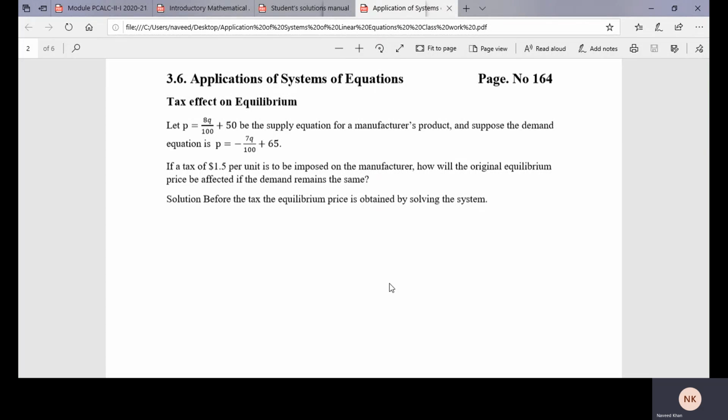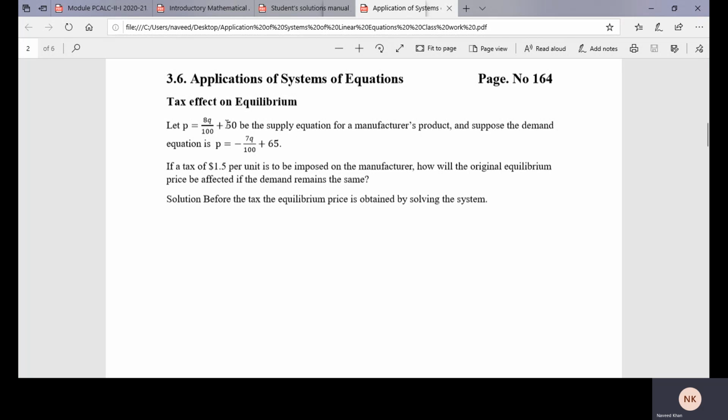Today we had a discussion about application of system of linear equations. Here we will discuss tax's effect on equilibrium. The question which we have is, if the supply equation for the manufacturer's product is p is equal to 8q by 100 plus 50, and suppose the demand equation is p is equal to minus 7q by 100 plus 65.